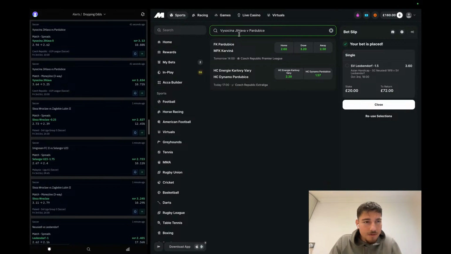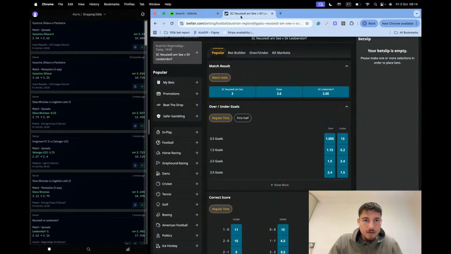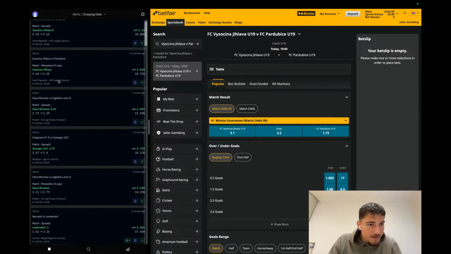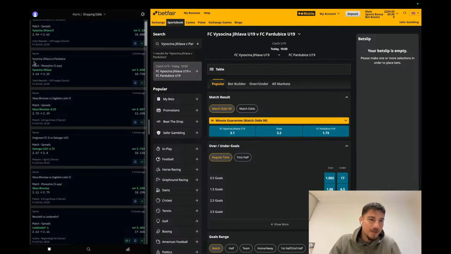Okay, so they don't have that event. But it looks like they do. Yeah, under 19. So look here. The competition has under 19 in, but on Pinnacle, the under 19 isn't in the team names, whereas on Betfair, under 19 is in the team names. So sometimes you just have to look at the competition name on Pinnacle to try and match up the event.